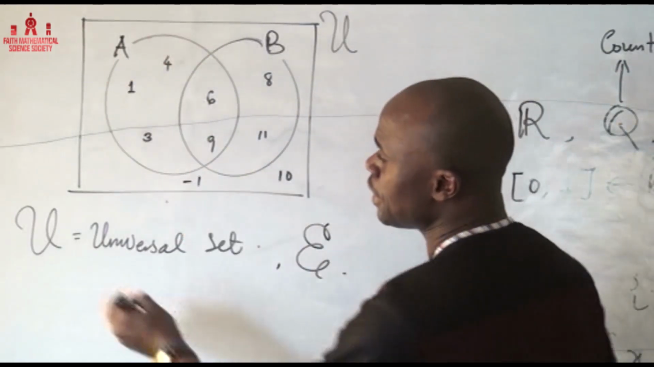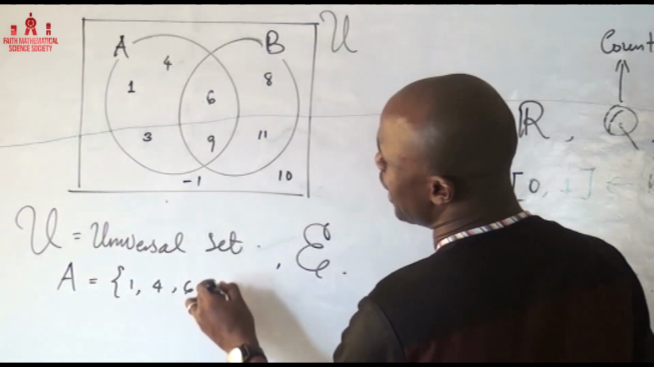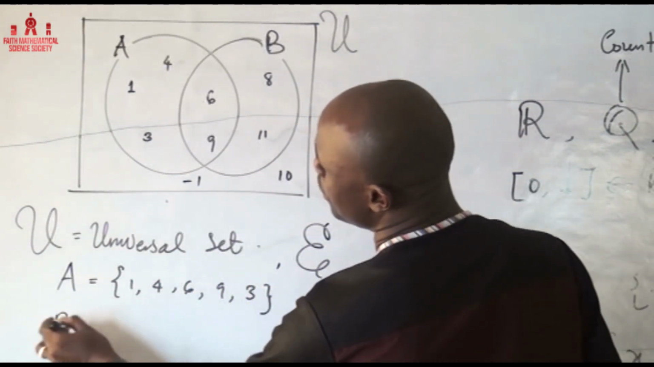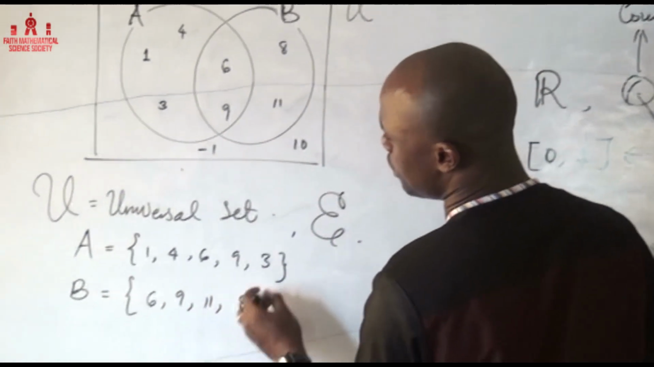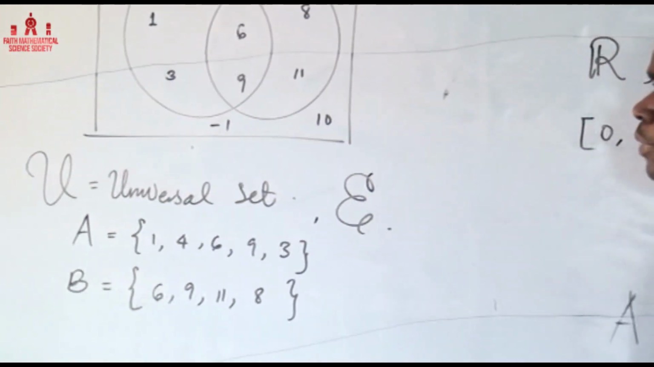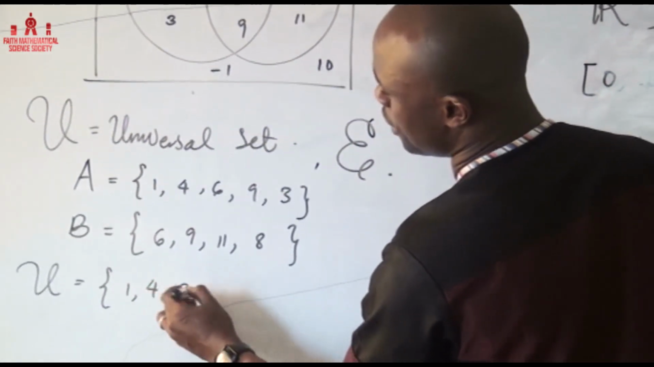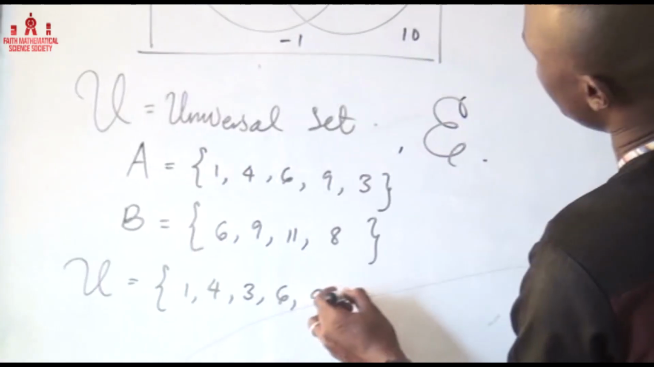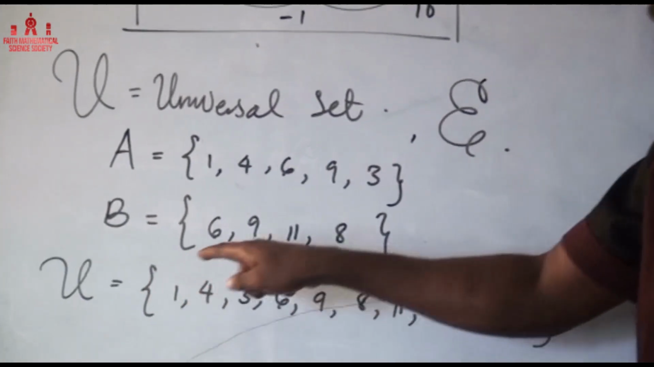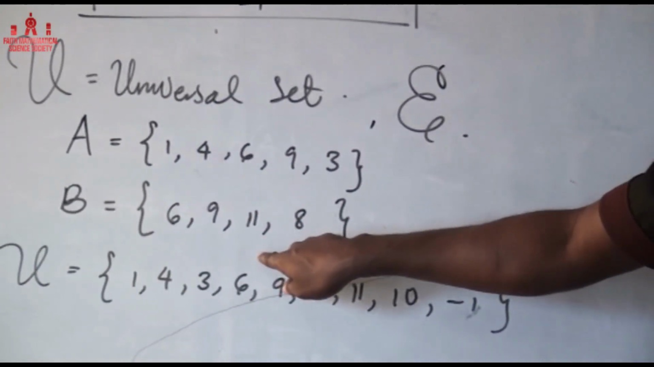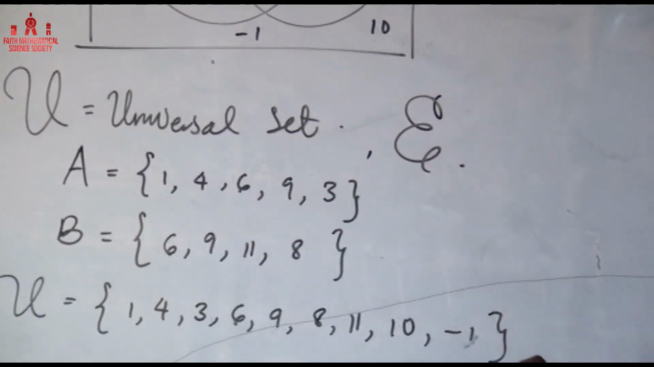So you can see the set A actually contains the elements 1, 4, 6, 9, and 3, while the set B actually contains the elements 6, 9, 11, 8. And there is something happening. The universal set actually contains 1, 4, 3, 6, 9, 8, 11, 10, and minus 1. So this is the universal set. This is the set B that contains 6, 8, 9, and 11. And this is A that contains 1, 4, 6, 9, and 3.